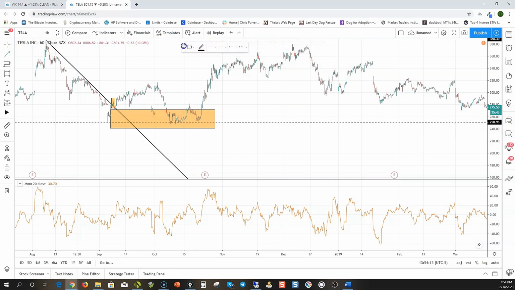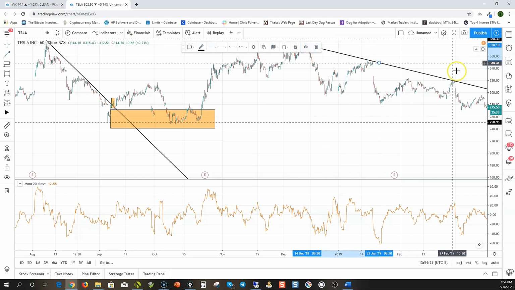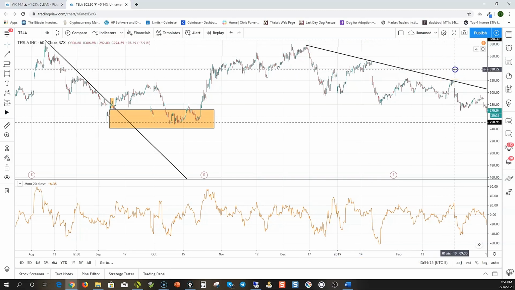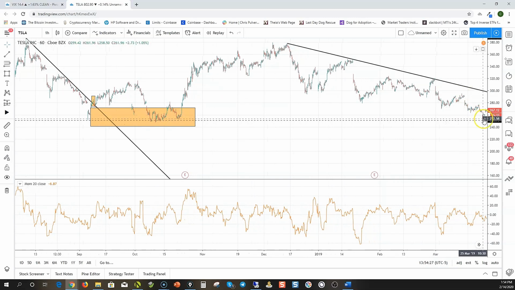Let me move this out of the way. We probably have a really clean trade in our hands just like this. Look at that. Connect the high to the next high. Lo and behold, that's another high that gets connected as well. So we have 3 touches on this, and we're coming down into support.